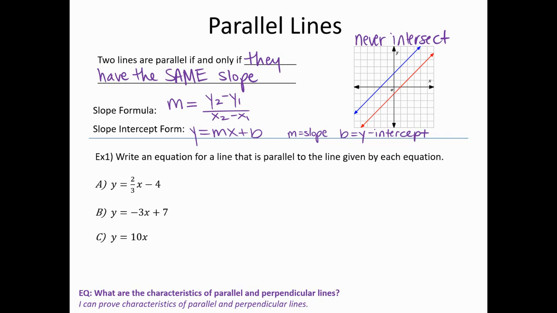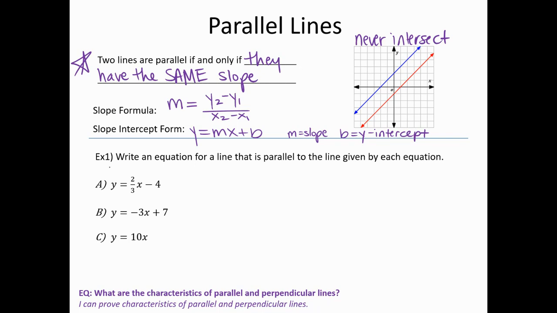All right, so with that little bit of review, we're going to jump right in. And we are going to write equations here. So write an equation for a line that is parallel to the line given by each equation. So the thing that we know about parallel lines, that key feature right up here, is that two lines are parallel if and only if they have the same slope. So when we go to write our lines, our equations for our lines, we need them to have the same slope. So in order to do that, I need to point out what the slope is.